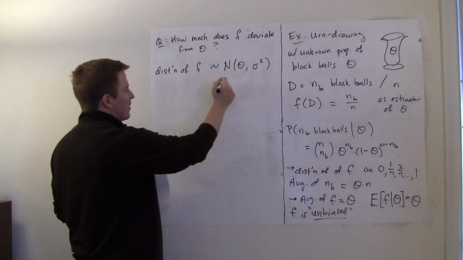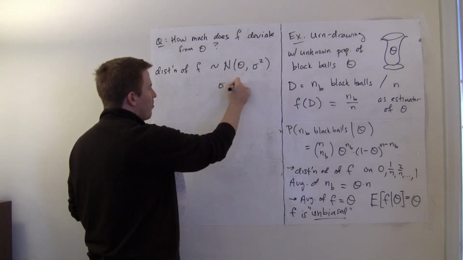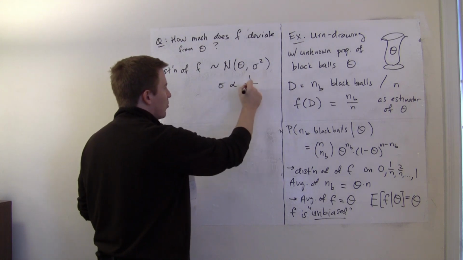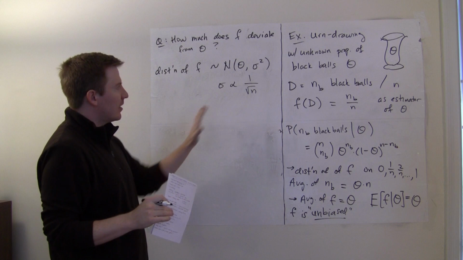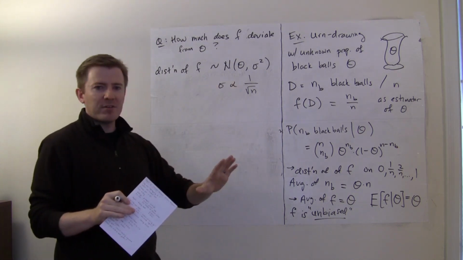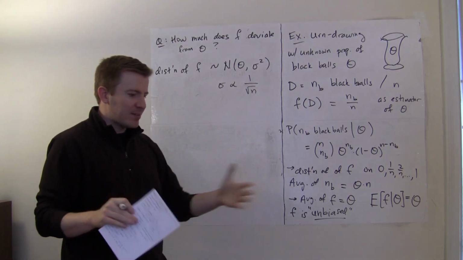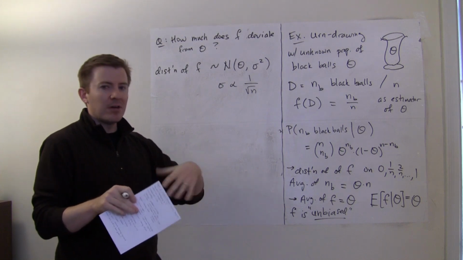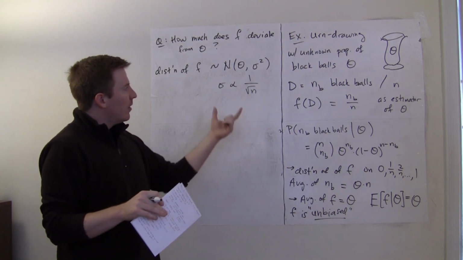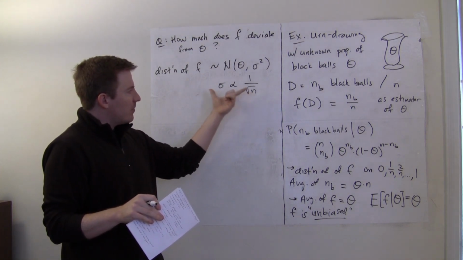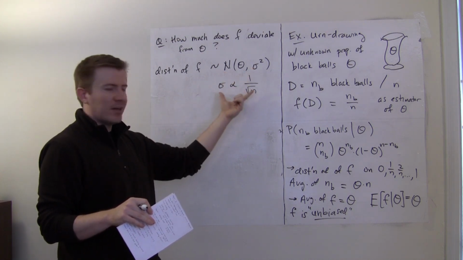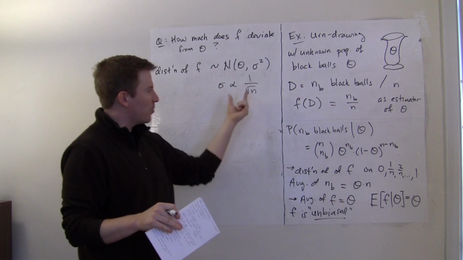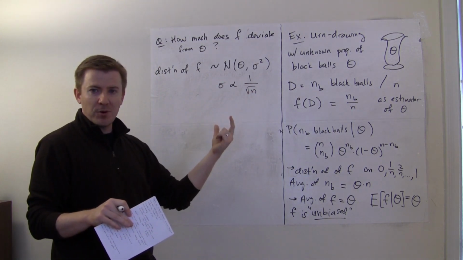In fact, we can say that this sigma is a number that is proportional to 1 over the square root of the sample size. Technically it depends on theta, but we're just going to ignore that for the time being. We're going to assume theta is somewhere in the middle of the range of 0 and 1. And the standard deviation of this normal distribution depends on the sample size, where it goes by 1 over the square root of n.